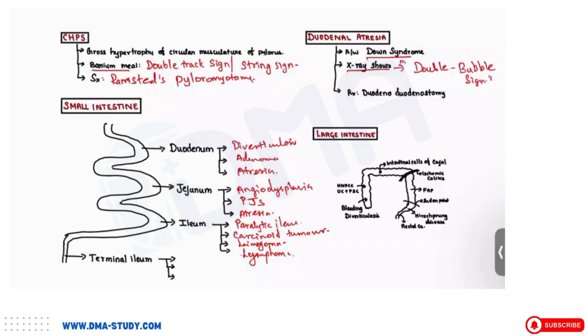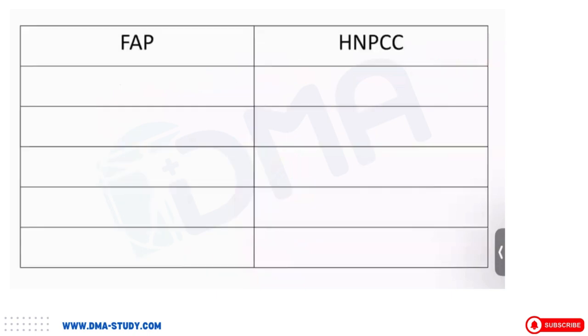And in the terminal ileum, you may see TB, Crohn's and adenoma. TB, Crohn's and adenoma. Okay, fine. So here we are going to do two differentiations. With these two differentiations, we will be wrapping up our GIT.